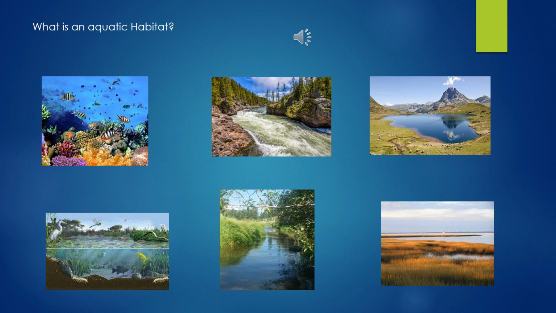Let's start with the basics. An aquatic habitat is any environment where water is the main element that supports life. This can include places like oceans, rivers, lakes, ponds, creeks, and estuaries such as swamps and marshes. Many animals live in all of these, from fish to frogs to turtles to snakes to even aquatic birds.